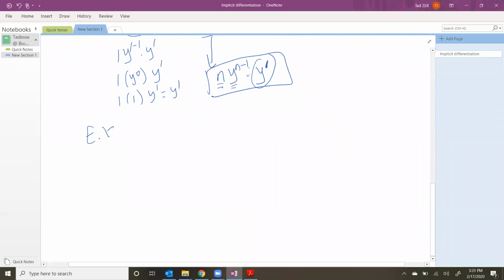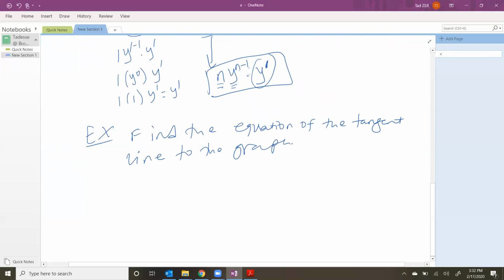Let's see an example. So another example says, find the equation of the tangent line to the graph of x squared plus 4y squared x equal to 5x squared minus 1 at x equal to 1.